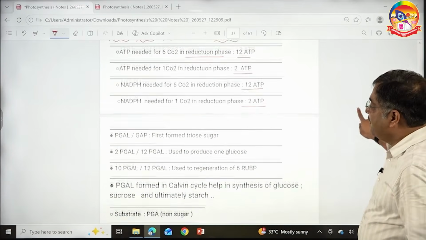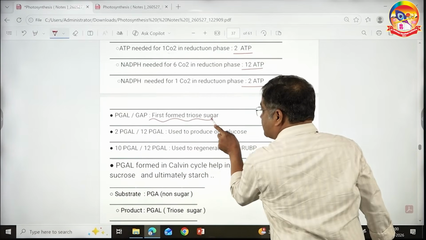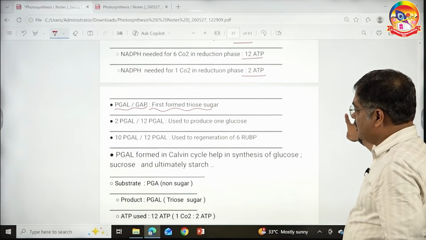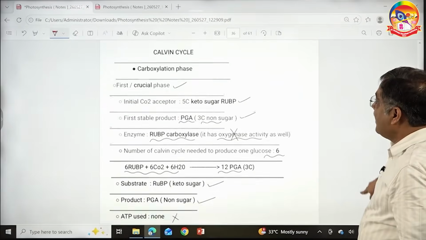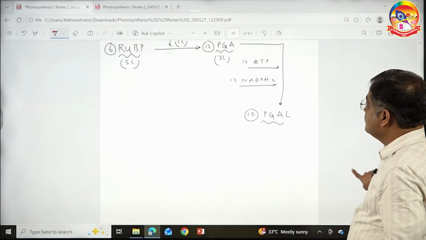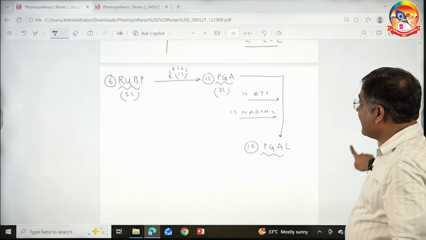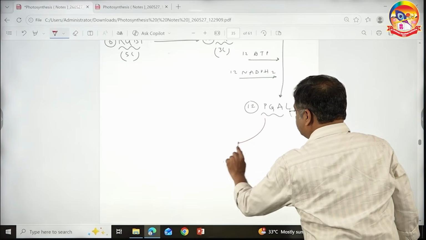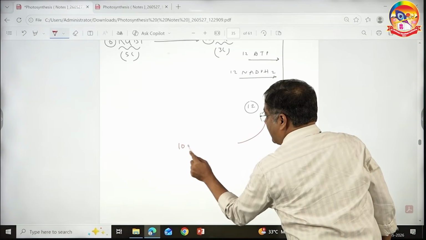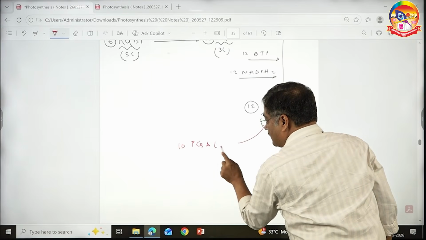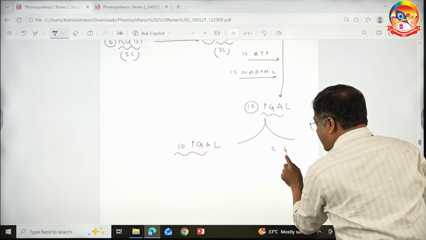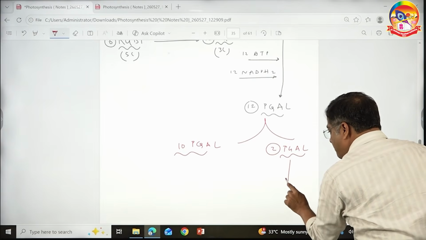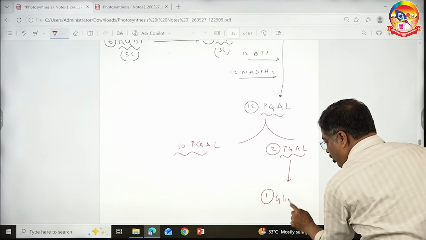All right, and what is the first formed triose sugar? The first formed triose sugar is PGAL. And how many PGAL molecules did we produce, children? We go back. How many PGAL molecules did we produce? 12. You know what I do with these 12 PGAL? I break them into 10 PGAL and 2 PGAL. Now what do I do with these 2 PGAL? With these 2 PGAL, I produce 1 molecule of glucose.